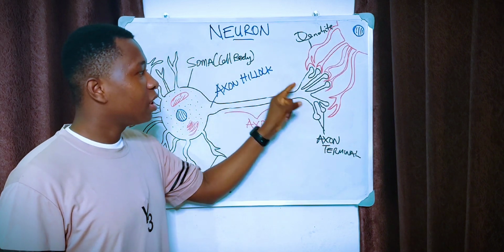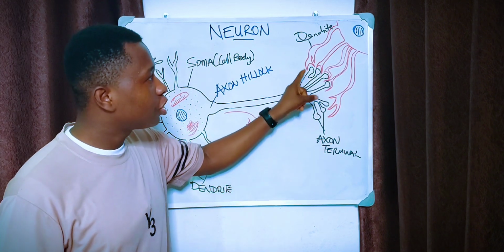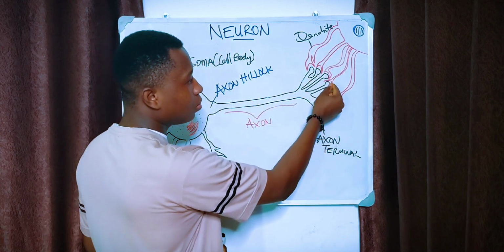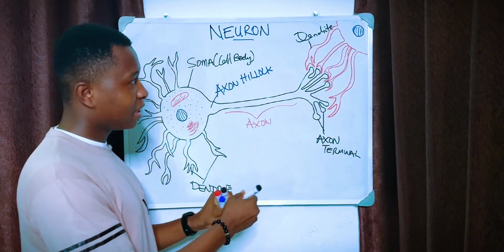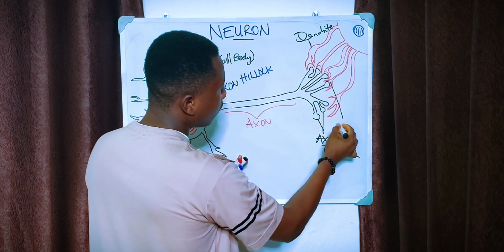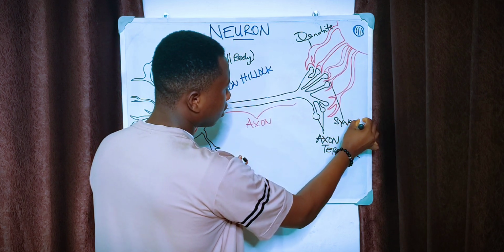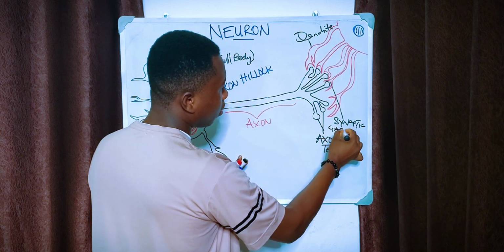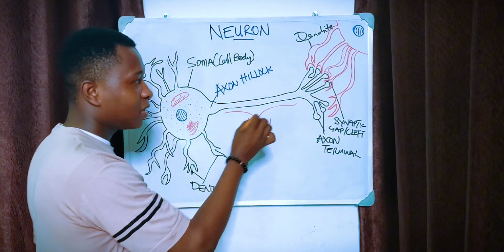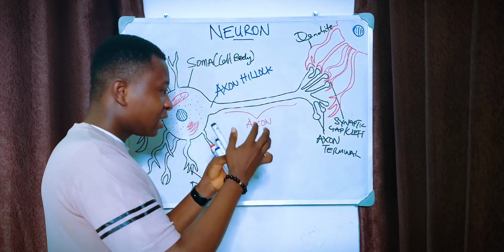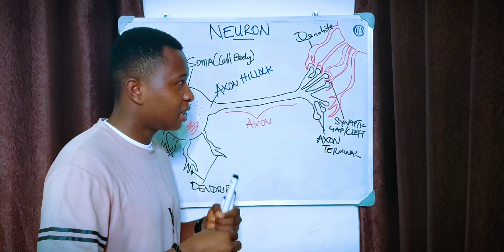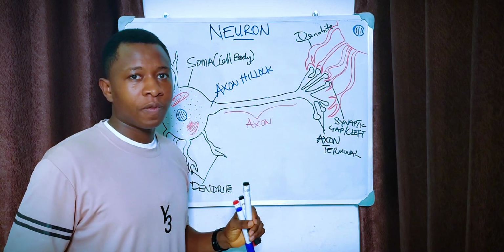But the axon terminal does not touch the dendrite of the next neuron. So there is a little or tiny gap between the axon terminal and the dendrite, and that gap is called the synaptic gap or cleft. Now that gap is very important. I'm going to be talking about what happens in that gap when I talk about synapses. So these impulses just jump into this space and are taken by the dendrite of the other neuron.